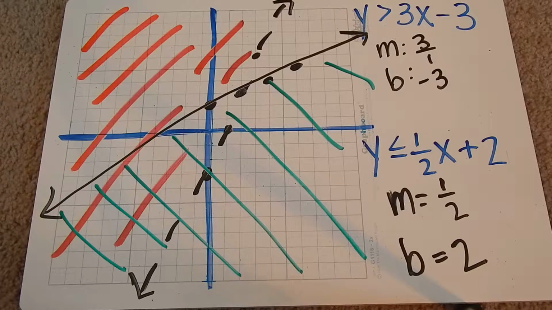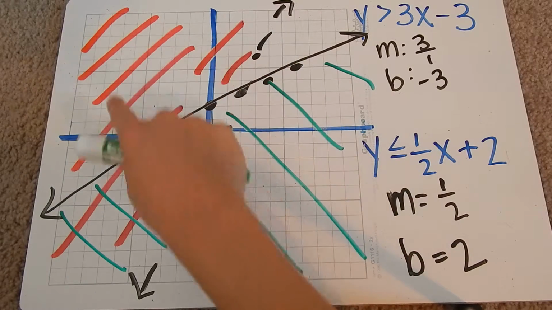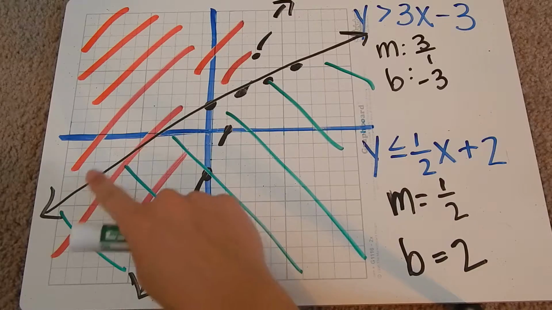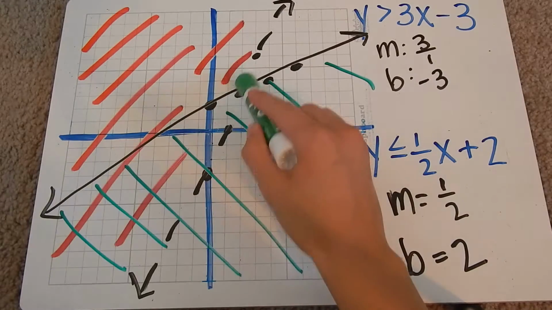Now our answer, or our solution, is where these two intersect. So we have our first line here. That's the red shaded region. My second line is the green shaded region. So where they intersect is where it's red and green, which is this section right here.